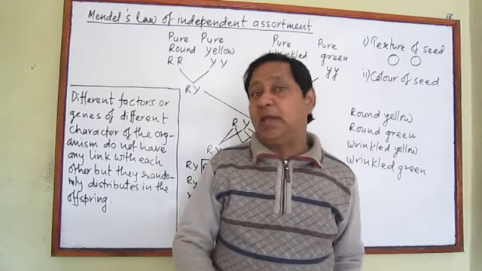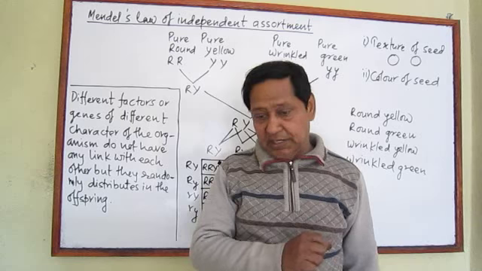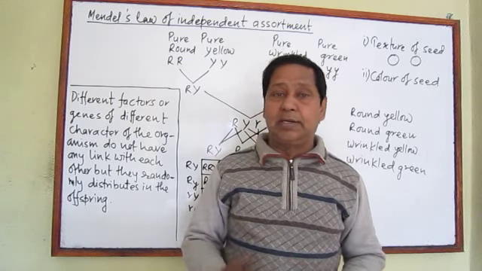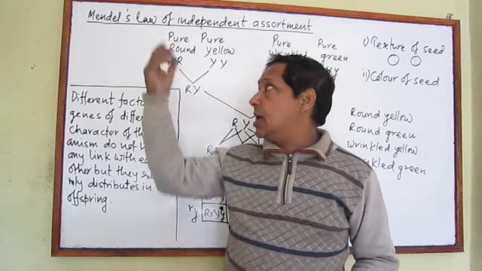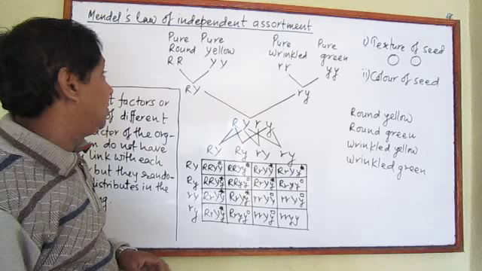I am going to explain Mendel's law of independent assortment. This law was declared after Mendel's dihybrid cross, and that's why I made a chart of one of Mendel's dihybrid crosses.